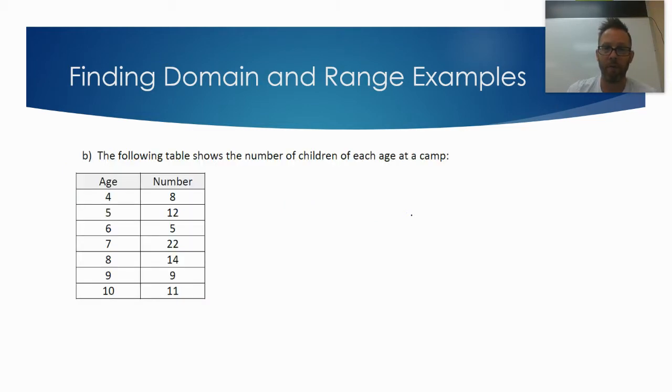Here's another example. In this particular problem, it's a lot like A, where you're just given all the points. Here it's in a table form. And in this case, instead of x and y, it's a dependent variable and an independent variable.